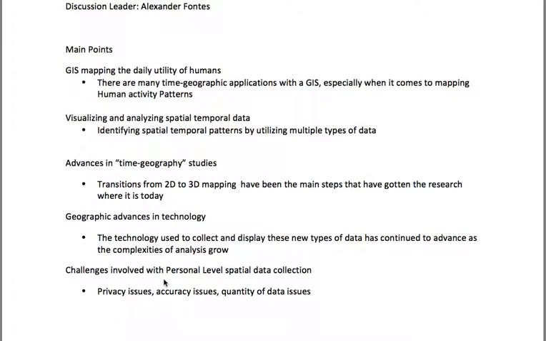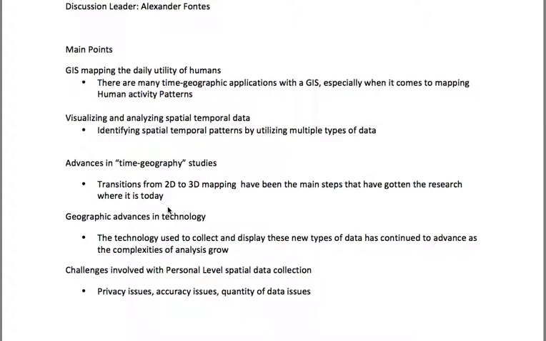The main points that I got from reading these 2 articles were that GIS mapping of the daily activity of humans was a key topic that both readings focused on. There are many time geographic applications with GIS, especially when it comes to mapping human activity patterns. The second topic was visualizing and analyzing spatiotemporal data, identifying spatiotemporal patterns by utilizing multiple types of data in their research. The third topic was advances in time geography based studies.